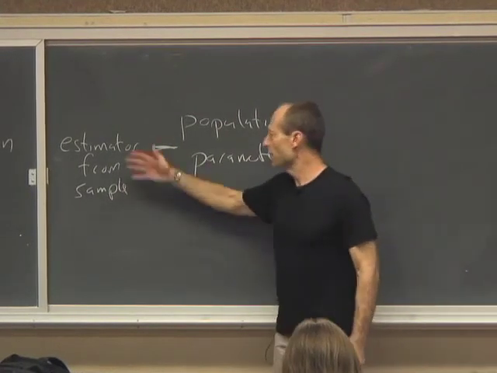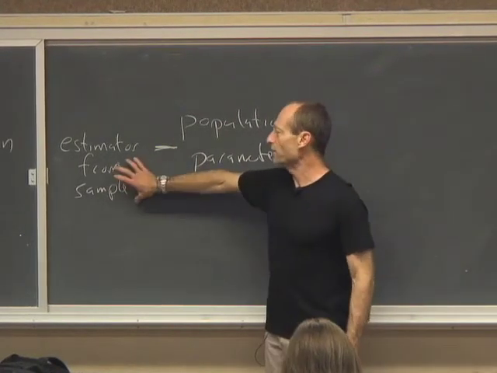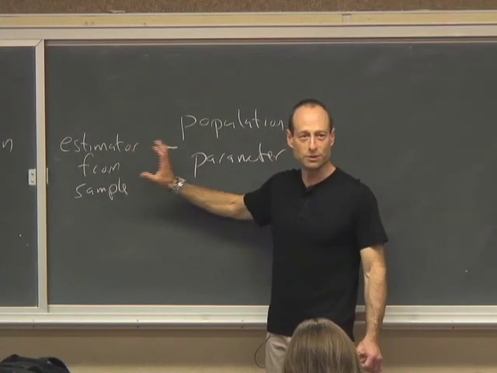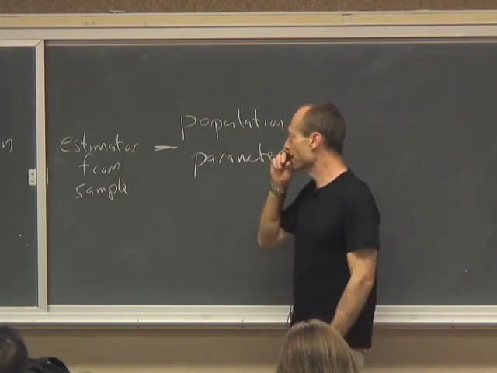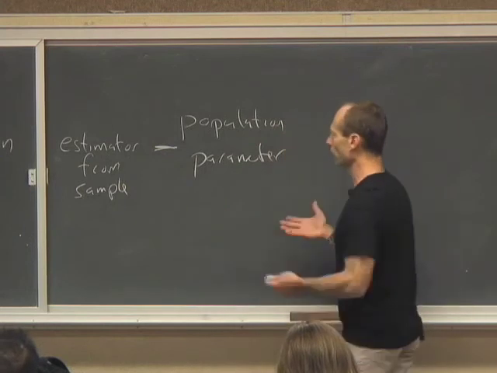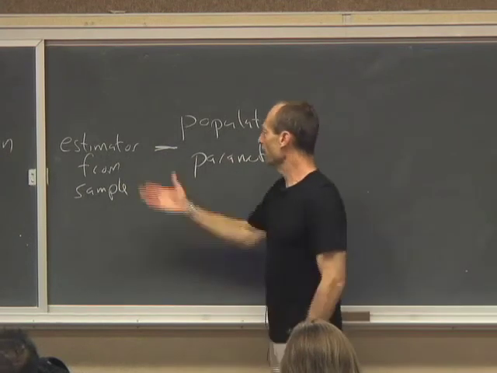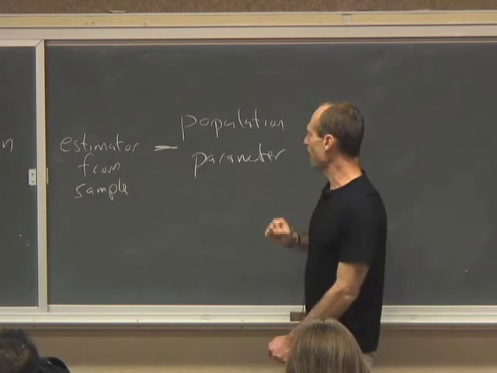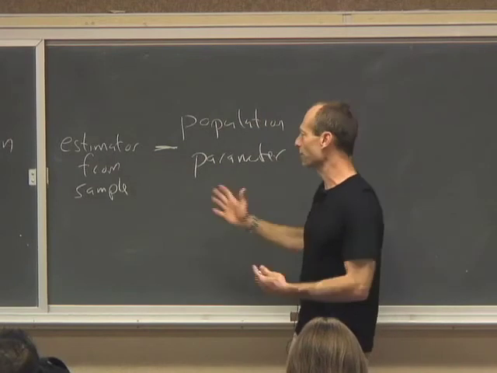This is a random quantity because the value that the estimator takes depends on the random sample, depends on which sample you happen to get, right? So how do we tell whether an estimator is good? Well, in any particular case, we're not going to know the value of the population parameter, but we can think about some properties of the estimator.